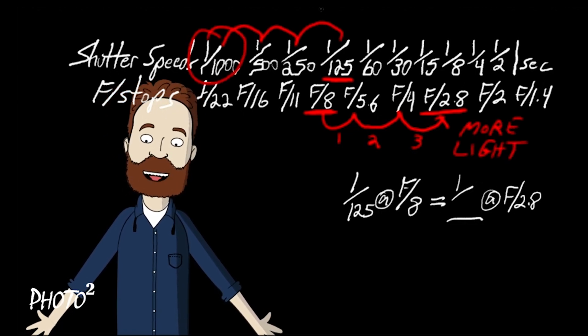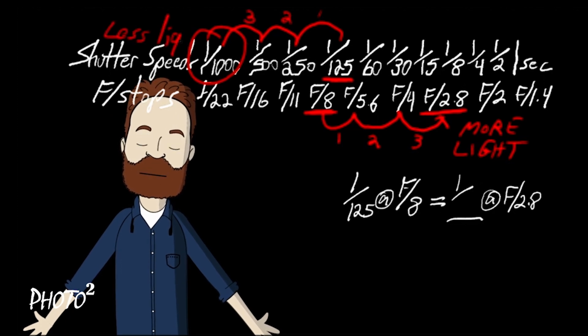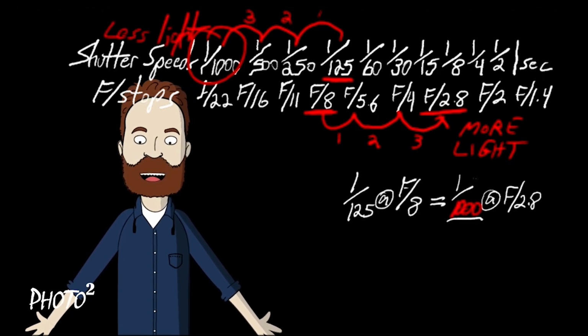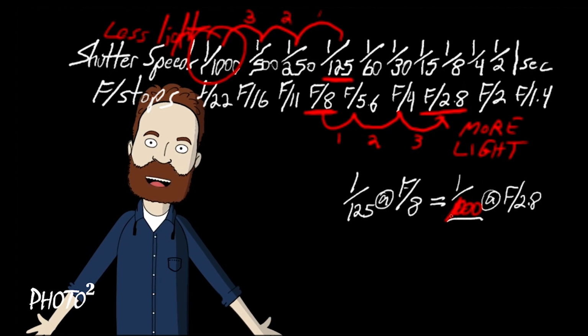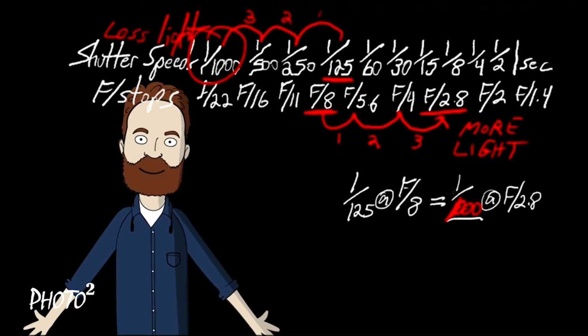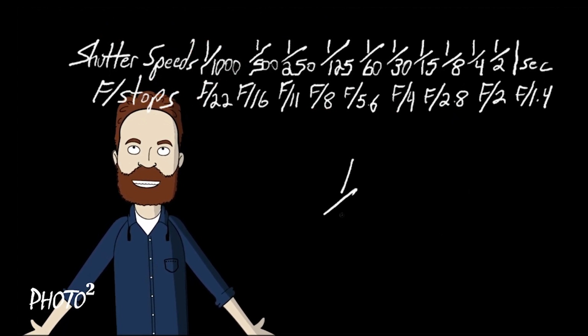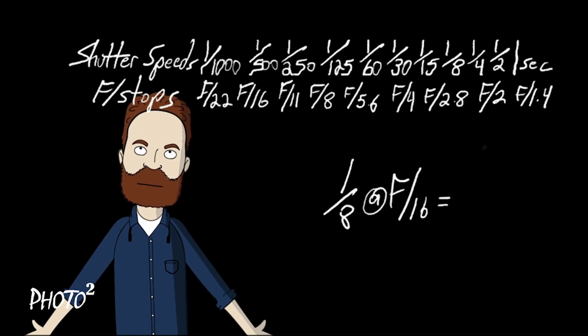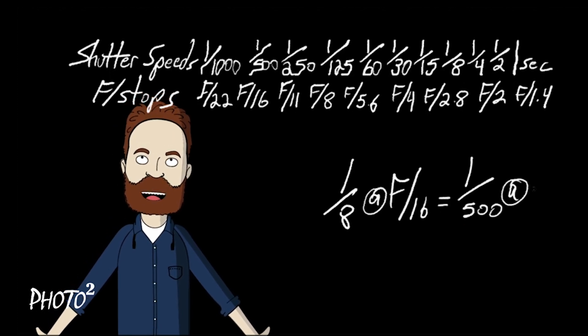So 1/1000th at f2.8 is the same exposure as 1/25th at f8, but I controlled how my camera recorded the depth of field. Let's try another one. Let's go with 1/8 at f16 equals 1/500th at f what?